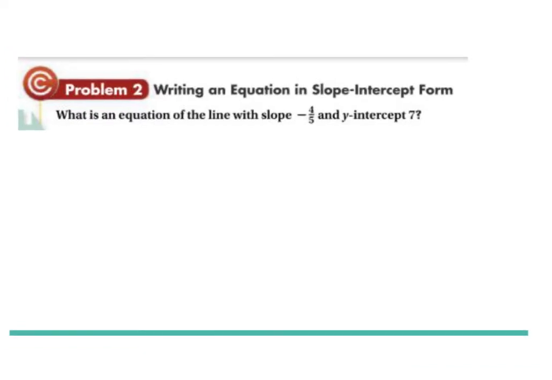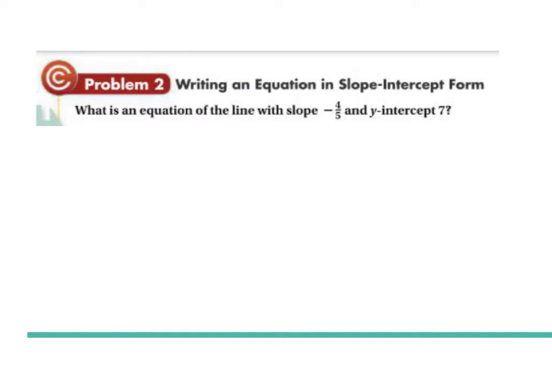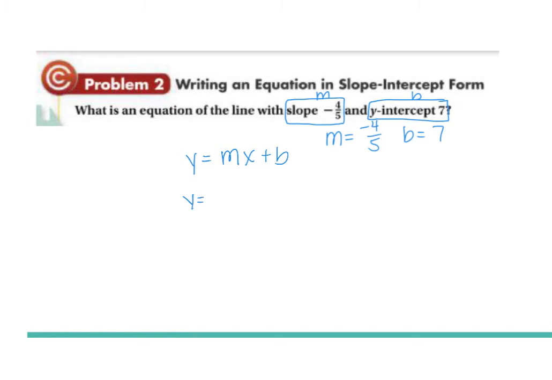What is an equation for the line with the slope negative 4 over 5 and the y-intercept 7? Y equals mx plus b. What's our m? Negative 4 over 5. What's our b? Positive 7. We're just going to plug those in. Remember, your slope is always going to be your m, and your y-intercept will always be your b. So now we've got y equals m, which is negative 4 over 5x, plus b, which is 7.